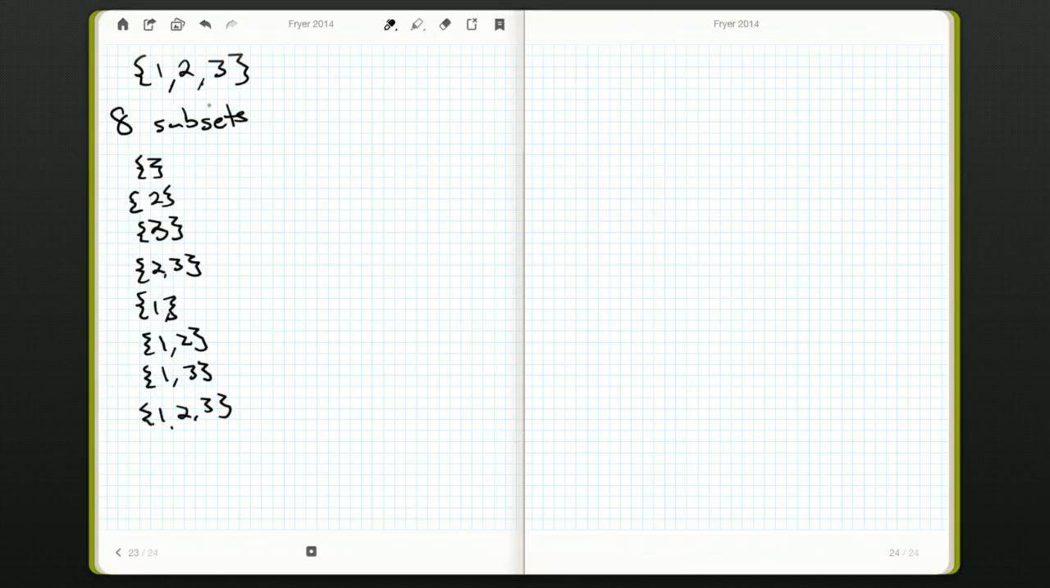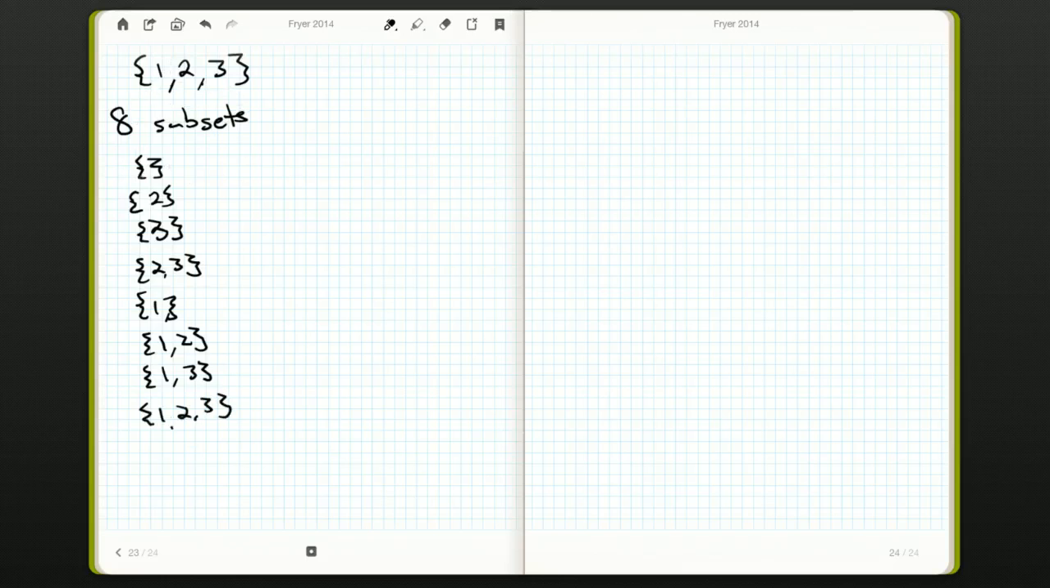So with these sorts of subsets, you can either have 1 in your subset or not. You can either have 2 in your subset or not. You can either have 3 in your subset or not. So there's always 2 choices. Is 1 in or not in the subset that we're talking about? And that's why 2 times 2 times 2, there's a total of 8 choices. That gives us our 8 subsets.